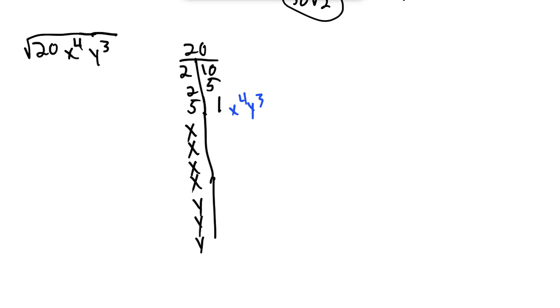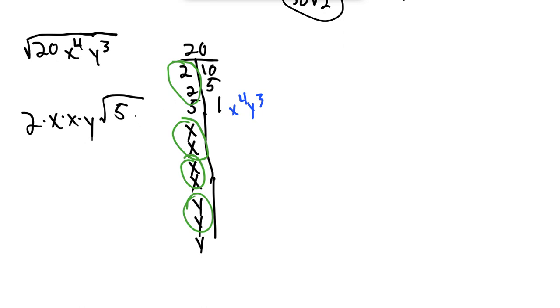And now all we have to do is we just pair these up like normal. So we pair up the 2's, pair up the x's, and pair up the y's. All of those that are circled go on the outside. So this becomes 2 times x times y. And what's left over that goes on the inside? Well, we have a 5 that wasn't partnered, and we have a y. So our answer for this is 2x squared y, square root of 5y.